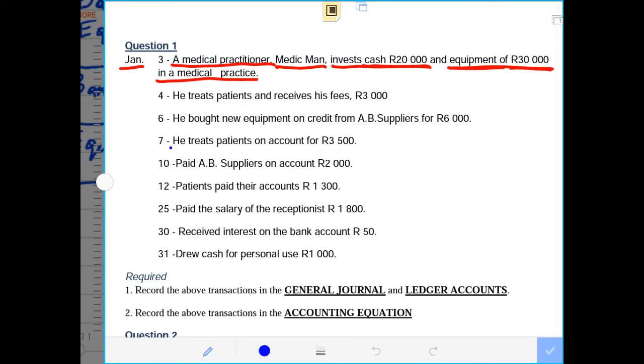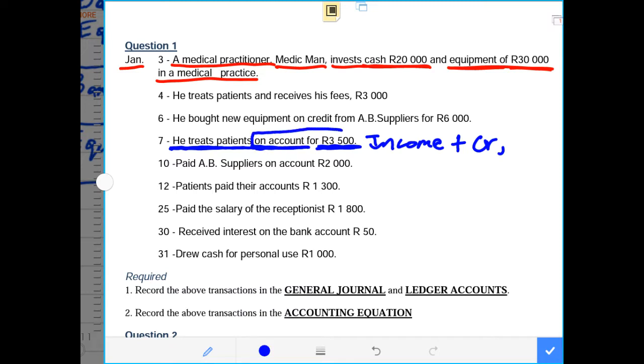Then the next one says he treats a patient. Again, remember, the main business of this person, who is a medical practitioner, is to treat patients. So now he treats a patient on account, that means on credit. That means he treats the patient on credit, and the value of the fee was 3,600. And remember, whenever he treats a patient, that will be income. So the income for this owner will be increasing, and we know that income increases on the credit side.